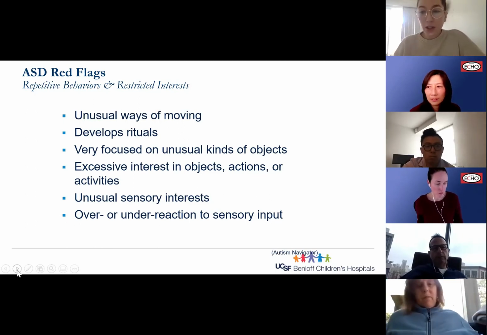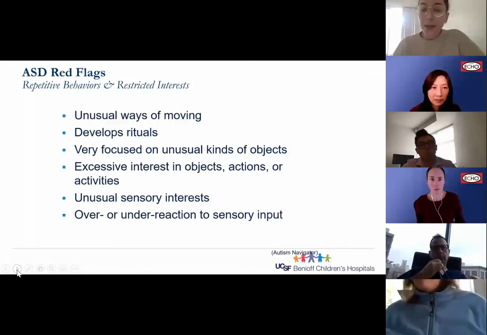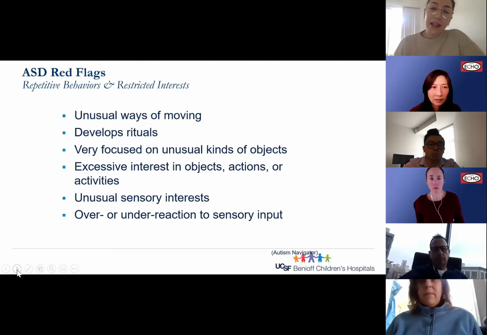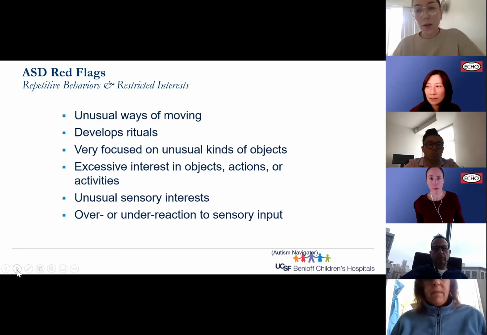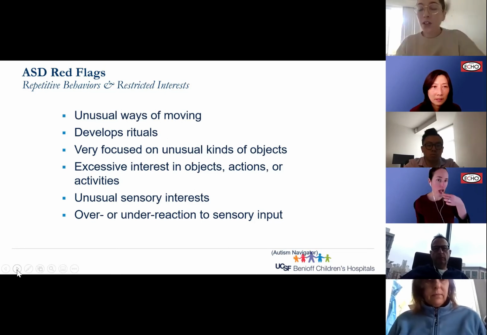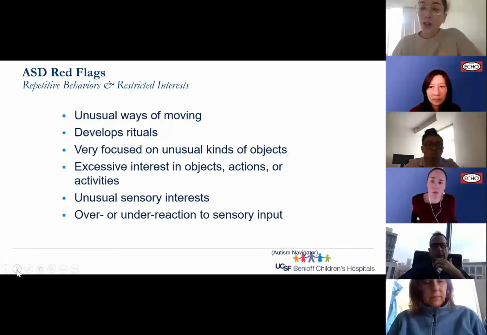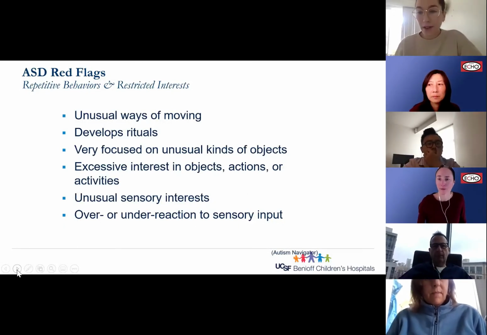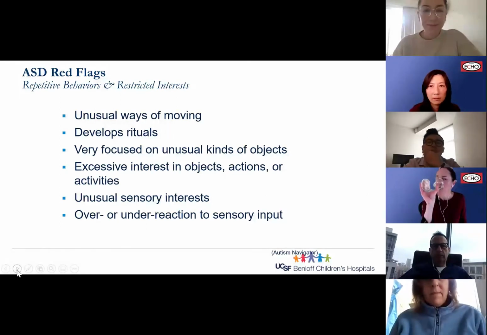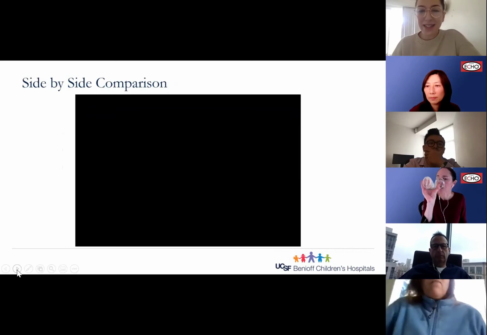Unusual sensory interests, so those sensory seeking behaviors. And then again, the sensory sensitivities, a common one may be kids covering their ears with loud noises, or certain unusual noises like the flushing of a toilet, ceiling fans are some common ones that appear. Okay, next slide, please.